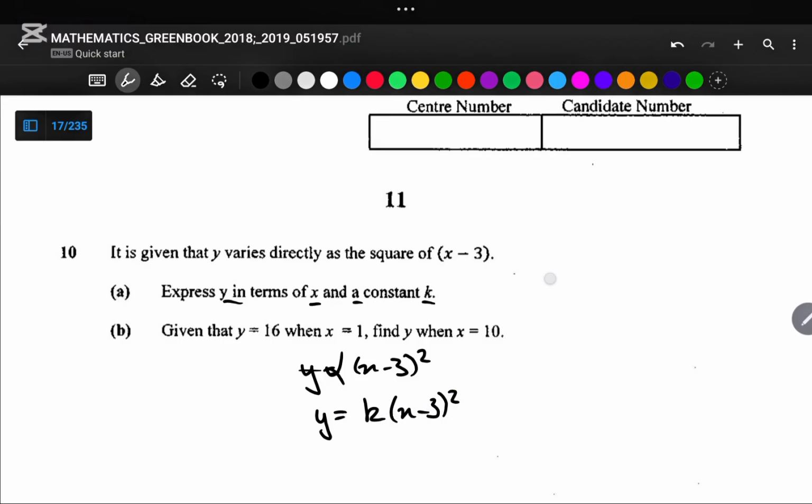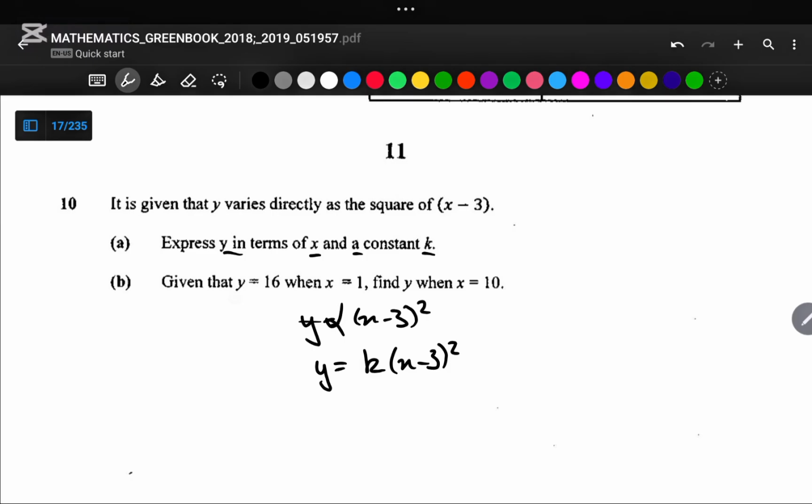The next question says given that y is equal to 16 when x is equal to 1, we are required to find y when x is equal to 10. So initially, when x is equal to 1, y is equal to 16, and we are required to find the value of y when x is equal to 10. Why were we given the value of y and the value of x? The first thing we need to do is to calculate the value of k, and after that we use the value of k, because it is a constant, to calculate the value of y.